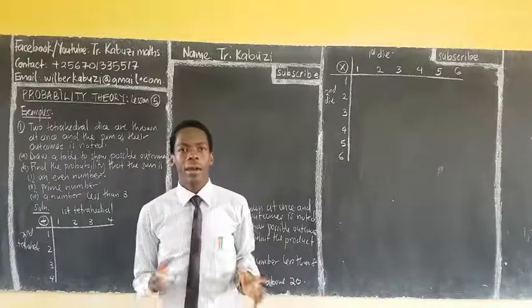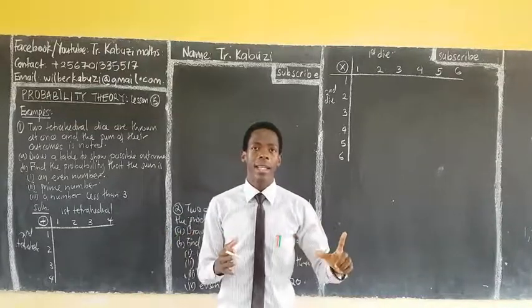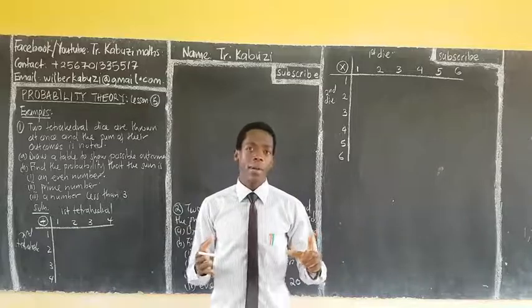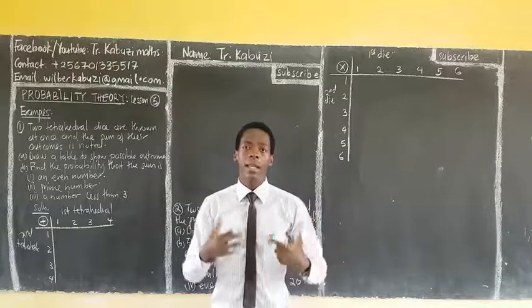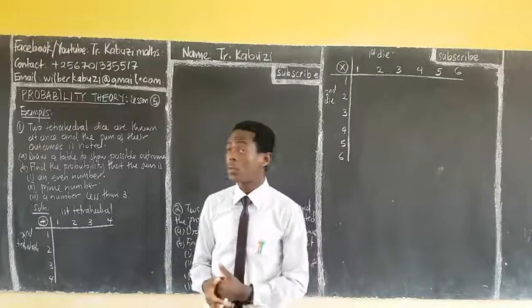Okay, so members, now we are going to see how we handle it when they give us the tetrahedral dice, when they are finding the sum, and when they are finding the product of the outcomes, and then they ask us to calculate the probability.